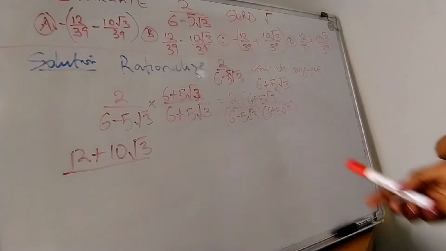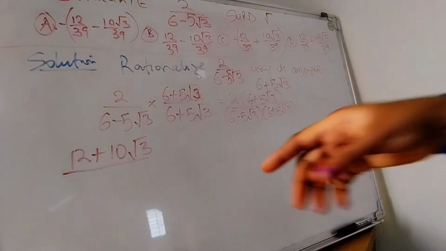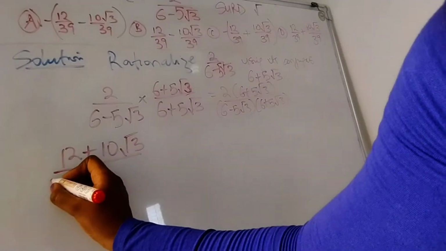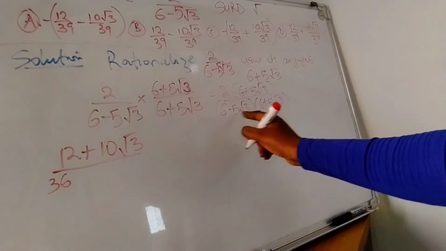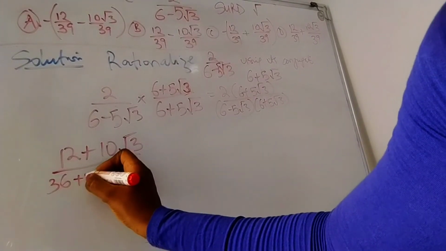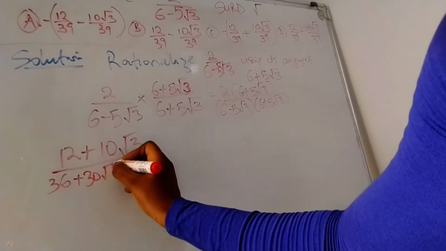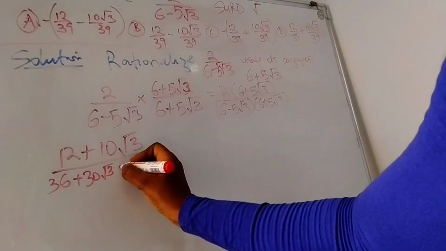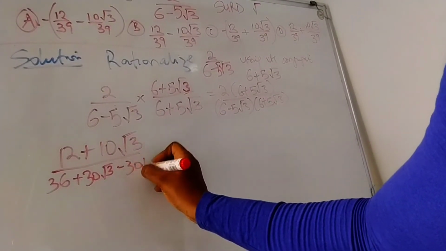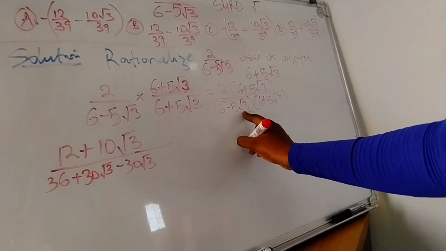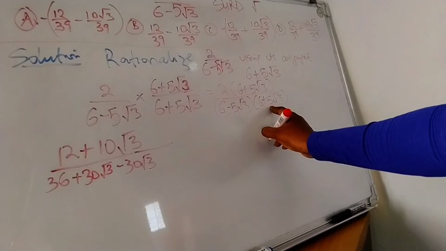So we'll say 6 times 6, the first 6 times this function. Now 6 times 6 gives us 36. 6 times plus 5 root 3 gives us plus 30 root 3. Minus 5 root 3 times 6 will give us minus 30 root 3. Okay? Minus 5 root 3 times 5 root 3.